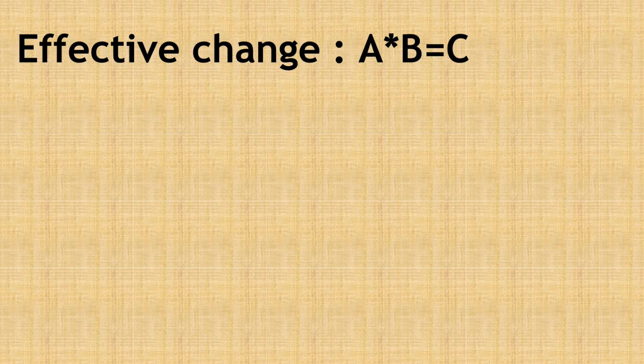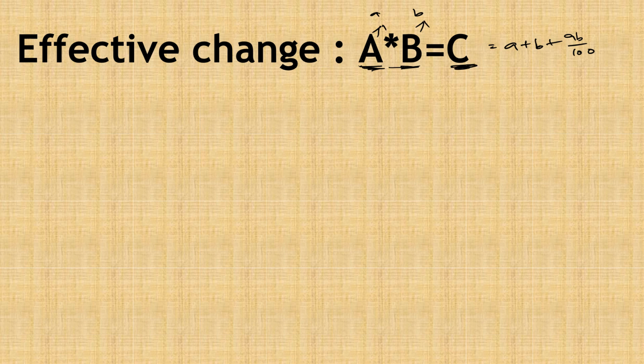Effective change. What is effective change? When there is a change in a number due to the increase of the product of two numbers, it is known as effective change. That is, if a is increased by some percent and b is increased by b%, then the effective change in c is denoted as a plus b plus ab by 100. This effective change is used when there is a multiplication or product between two numbers, then the third number is said to be the effective change of both.